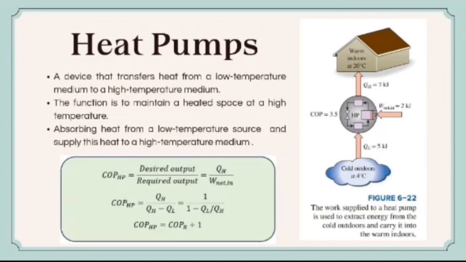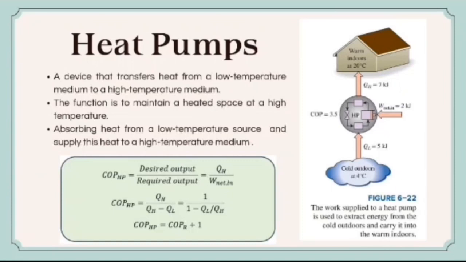The measured performance of heat pumps can be expressed in terms of coefficient of performance, COP-HP, defined as COP-HP equal to desired output over required input, equal to QH over W net, and it can also be expressed as COP-HP equal to QH over QH minus QL, which is equal to 1 over 1 minus QL over QH. A comparison with the coefficient of performance of a refrigerator reveals that COP-HP is equal to COP-R plus 1.